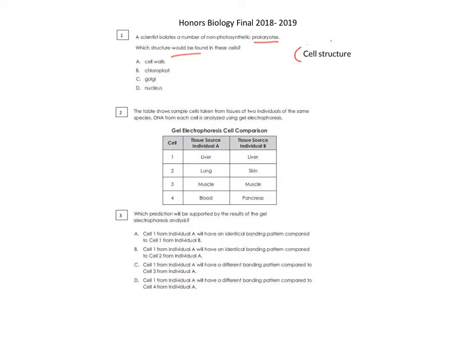Now, when you're answering this to get your points back on the test, you need to remember that you have to find out where exactly we covered this. And of course, here you know that I'm going to let you go ahead and figure out why prokaryotes would only have cell walls and not the other three. All right, so explain that.